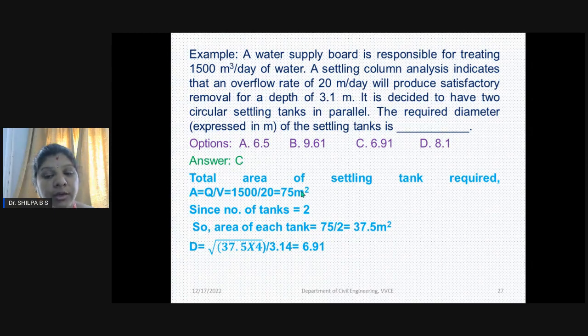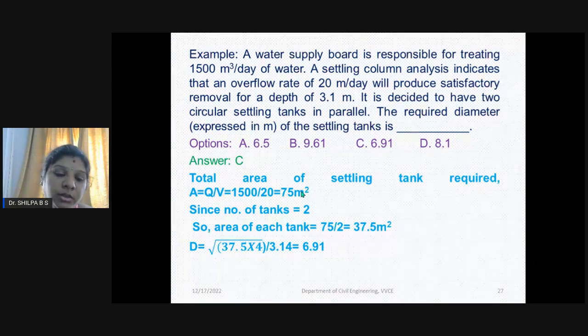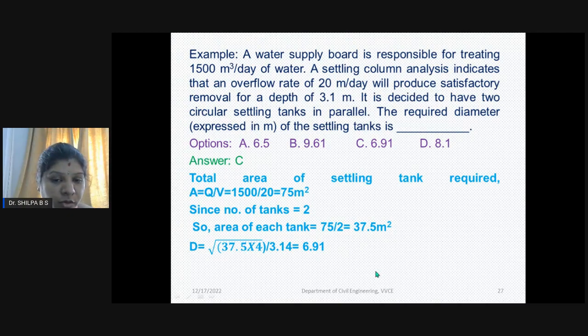Now we need to calculate the diameter of the sedimentation tank. So we know that area is known, so we need to calculate the diameter. So pi d square by 4. Based on that, we will be calculating. So when we calculate, we get the diameter as 6.91.